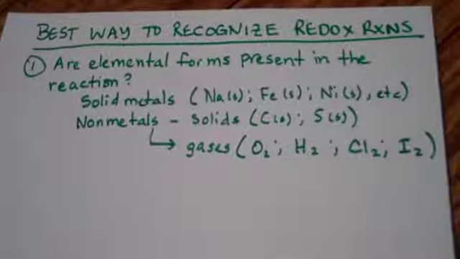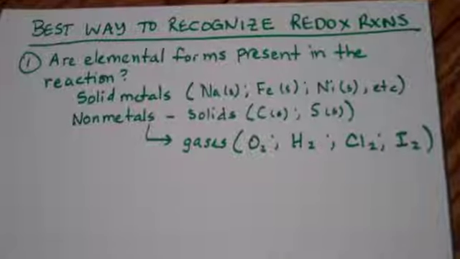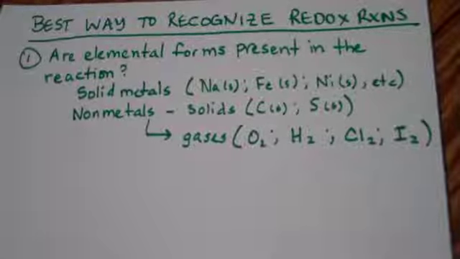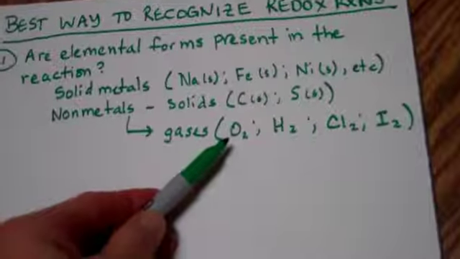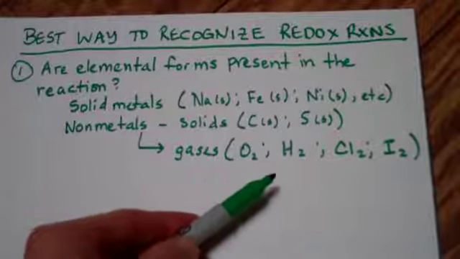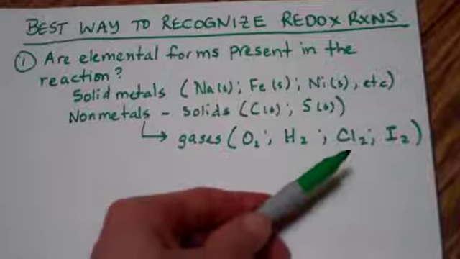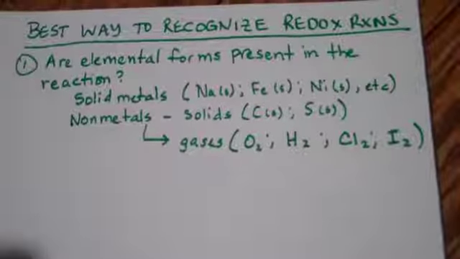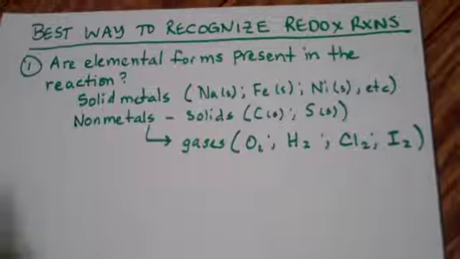in its solid state. This can also occur with nonmetals too, like carbon or sulfur, like we saw in our last reaction. You can also have molecular elemental forms as well. So if you see present within your reaction things like O2 or H2 or Cl2 gas or iodine gas, these are all good indicators that you probably have a redox reaction that's going on.